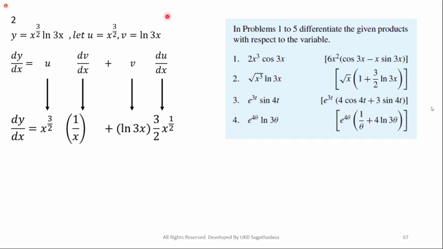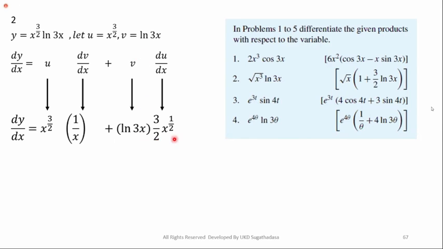The reason I mentioned is that log function differentiation is every time 1 upon that function. Log 3x means 1 upon 3x, but we have to multiply that term by 3, because when you differentiate 3x separately you get 3, no? So 1 upon 3x multiplied by 3, you get this one. Come to this position, v is ln 3x.